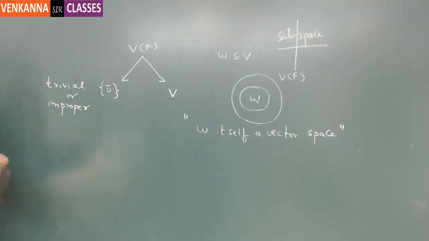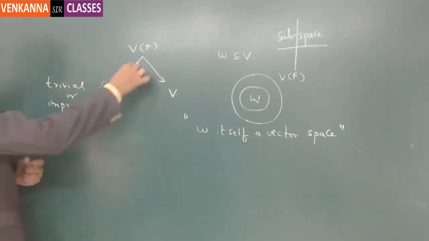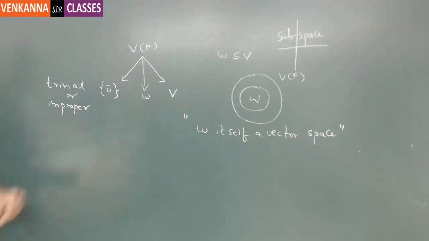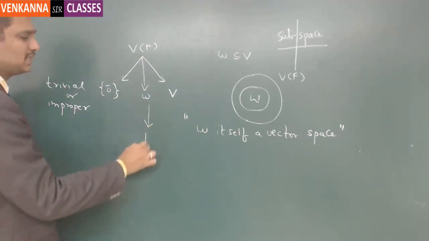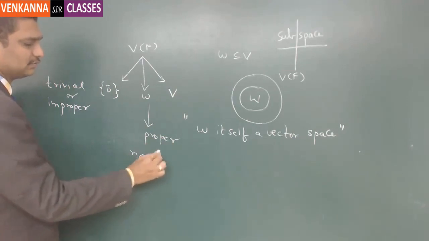If you take any subset which is bigger than 0 and smaller than V, this is called a proper subspace or non-trivial subspace.